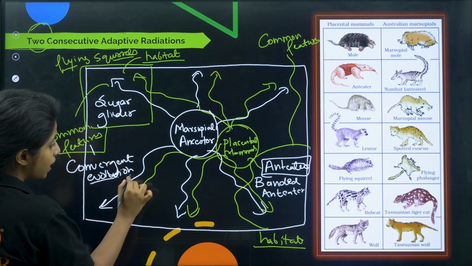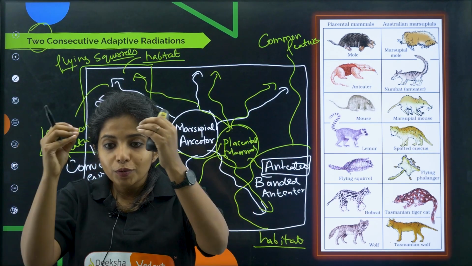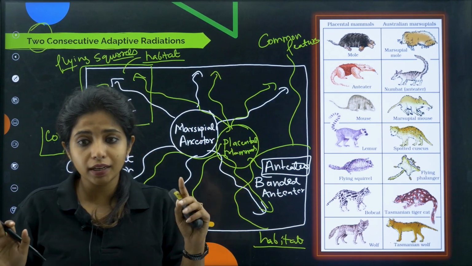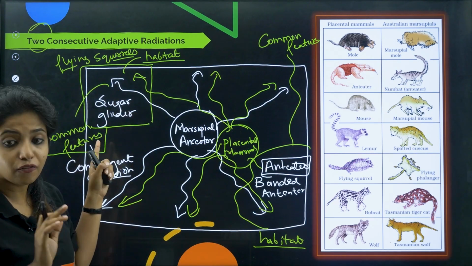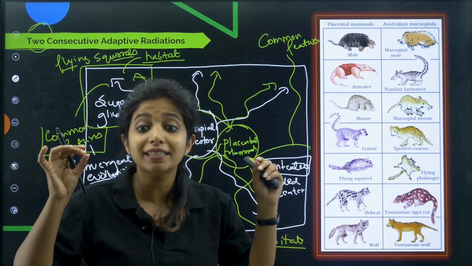You call this convergent evolution. They are converging to be the same type. Both of them have physical features. I am not saying anatomically they are the same. They are not the same anatomically; they are very much different. But physically, if you see, both are able to fly, which is a similar character.